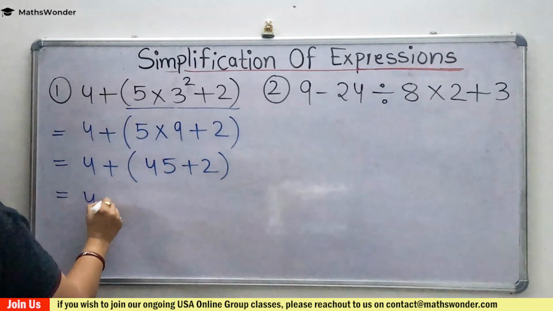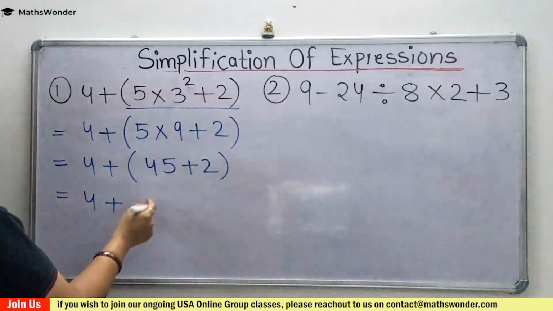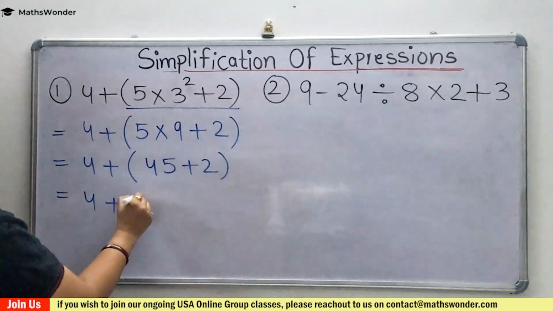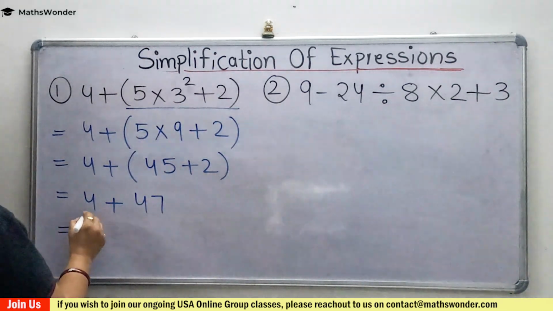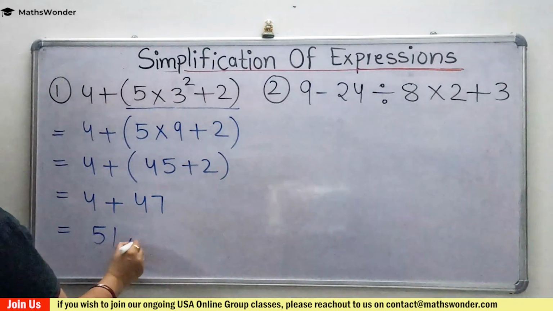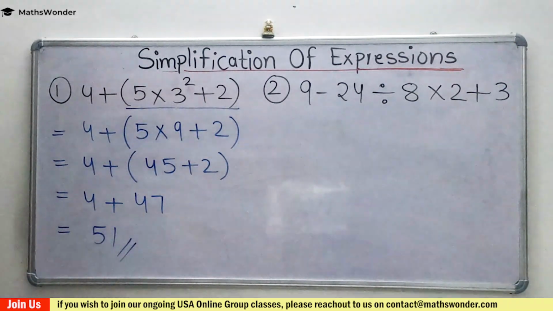Then you will solve the parenthesis first. So 45 plus 2 will be 47. And this is 51. Yeah, that's correct. This is the answer.